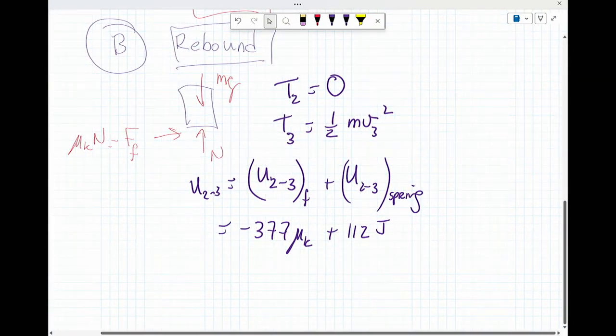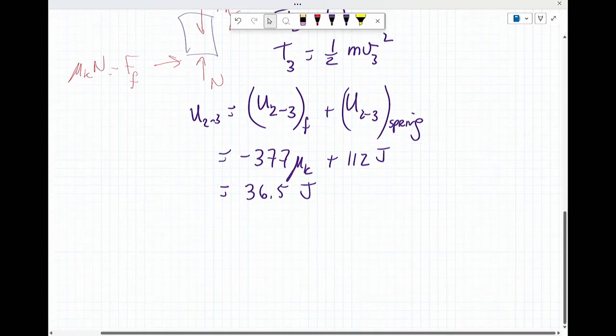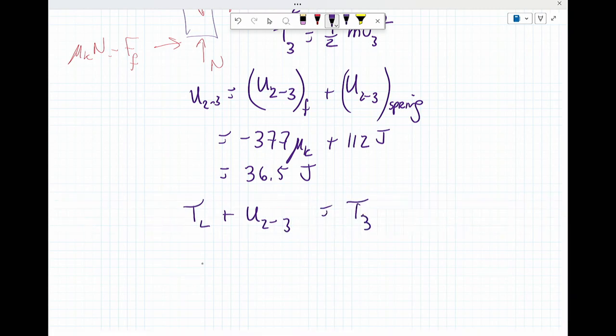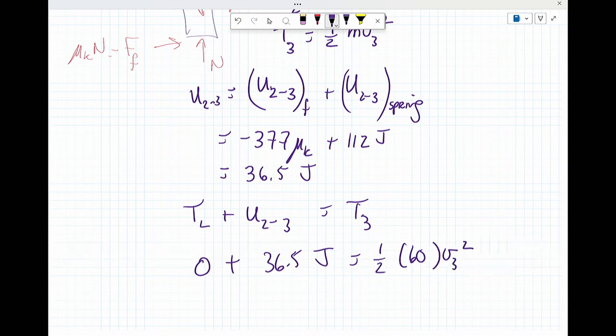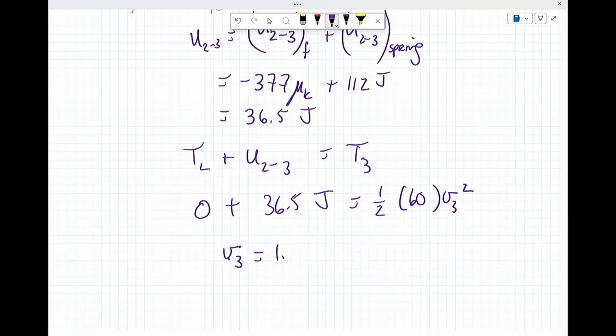So the end result is that you have 36.5 joules, and T2 plus work 2 to 3 equals T3, and 0 plus 36.5 joules equals 1/2 times 60 times V3 squared. And so on the return, V3 is equal to 1.103 meters per second.